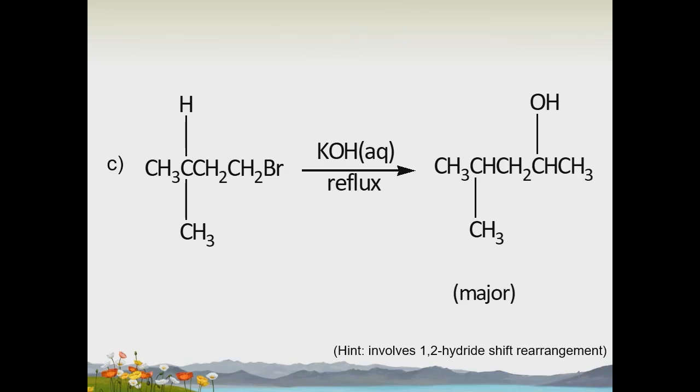The third question for this example is also a primary haloalkane, where you can see the bromine atom is attached to a primary carbon. As you can see, the hydroxy group is attached to a secondary carbon, as the tertiary carbon is quite far away. The thing that is happening here is a 1,2 hydride shift. This would be the major product of this reaction.